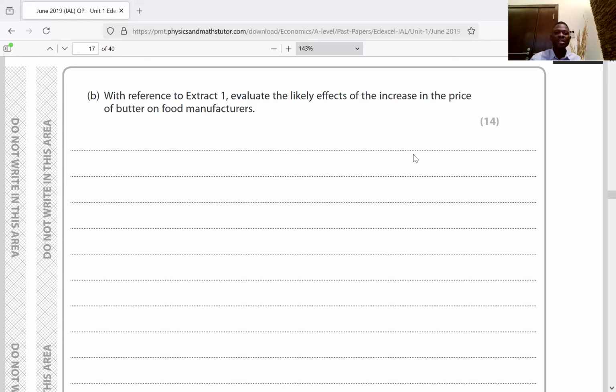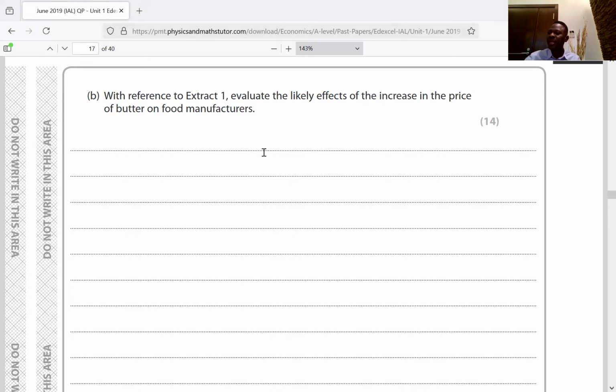Okay, with reference to extract 1, evaluate the likely effect of the increase in the price of butter on food manufacturers. Well, here I wrote, an increase in price of butter from 2,500 to 4,500 euros is likely to have a huge impact on food manufacturers. First, as this will increase the cost of production for food manufacturers. So an increase in the cost of production will bring about a reduction in the supply of butter.